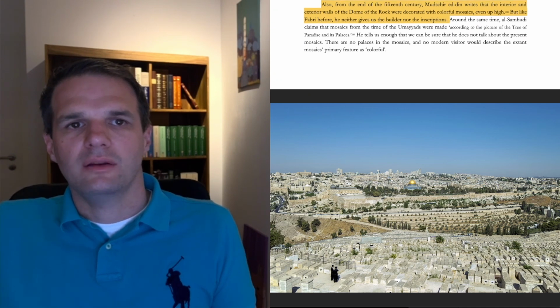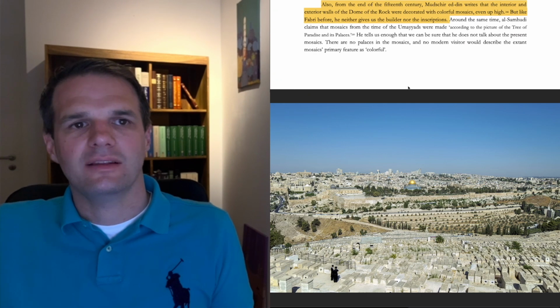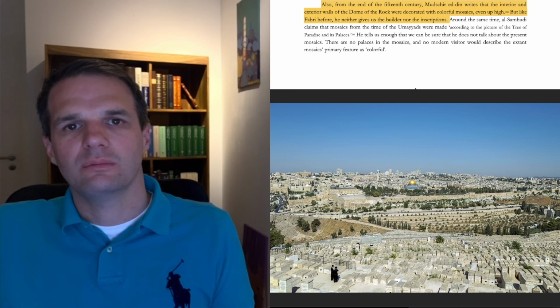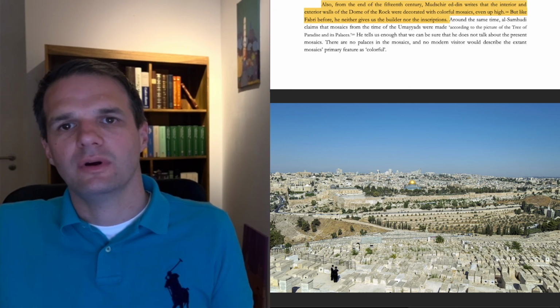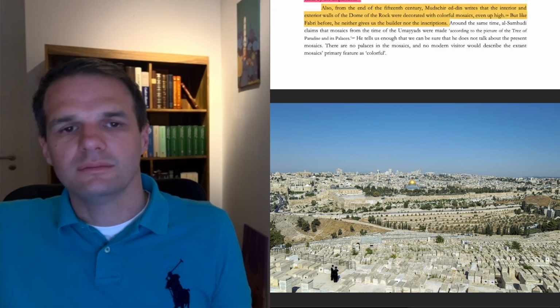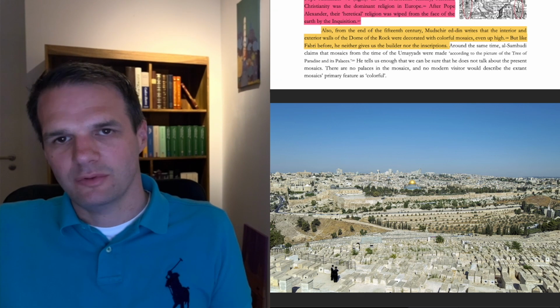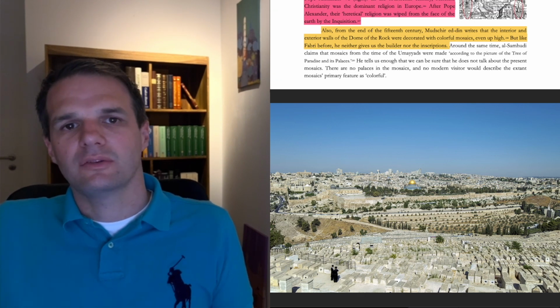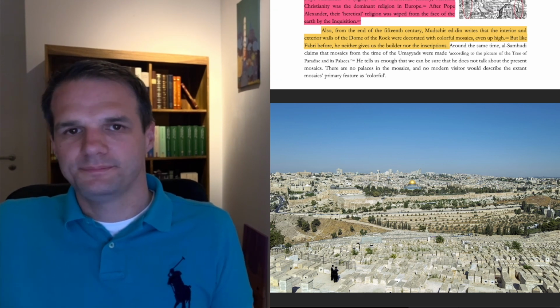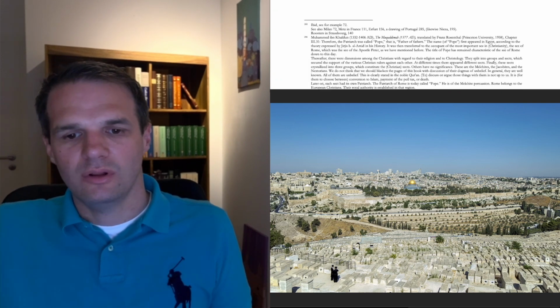Okay, also from the end of the 15th century, Mujir al-Din writes that the interior and exterior walls of the Dome of the Rock were decorated with colorful mosaics, even up high. But like Fabri before, he neither gives us the builder nor the inscription. Okay, in this case I would say absence of evidence is not evidence of absence. Yes, he described the outside of the dome. That seems to have been his goal, and he achieved it.